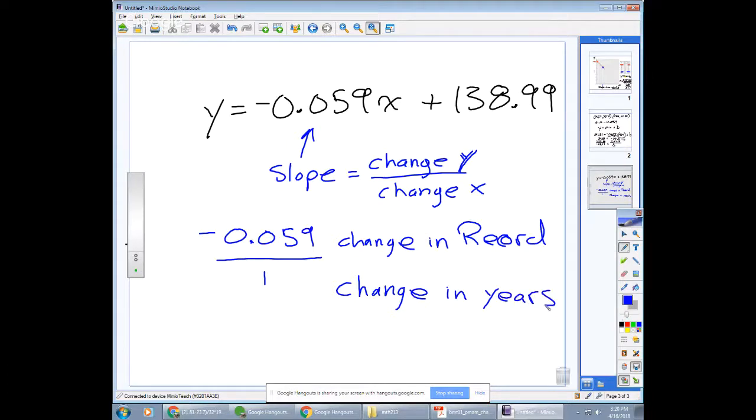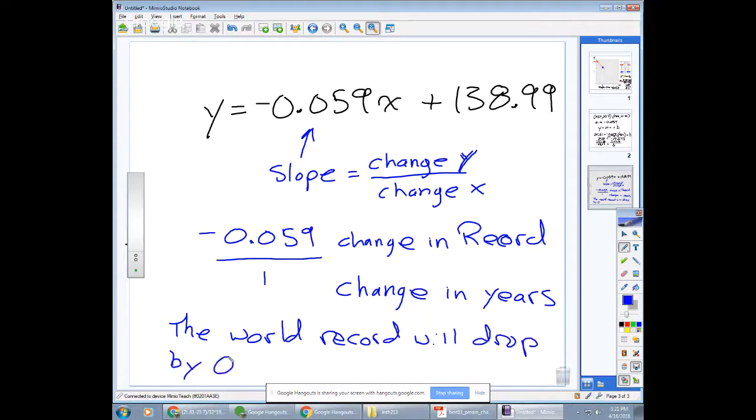So what this tells me, according to the line I picked, and again, every set of points will be slightly different, but this says in English, the world record will drop for women by 0.059 seconds every year. And doesn't it look like on the graph the world record's dropping a little bit every year? Okay, and this is on average, based on those 2 points, what we think it's dropping by each year.